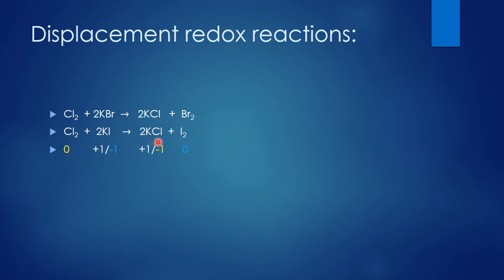0, but on the product side chlorine's oxidation number is -1. So it shows this chlorine gains 1 electron. When it gains an electron, it carries the negative charge, that is -1. So gain of electron is called reduction.